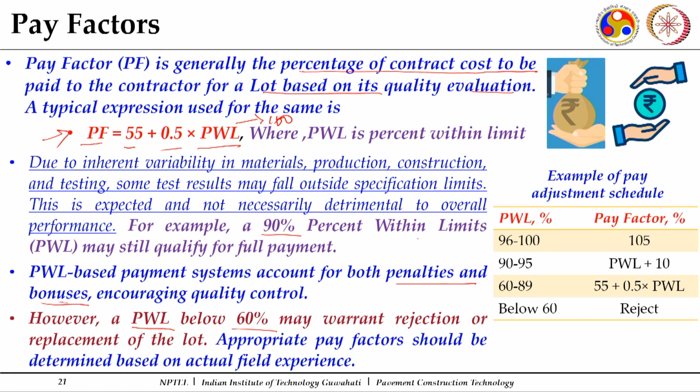So, in that case you have to go for a replacement of the lot. In that case here we can see if the percent within limits is more than 95%, that means the percentage defective is less than 4%, then a bonus has to be given. It is 105% of the contract cost, otherwise in this particular case 90 to 95. So, this is a typical example which has been taken up.